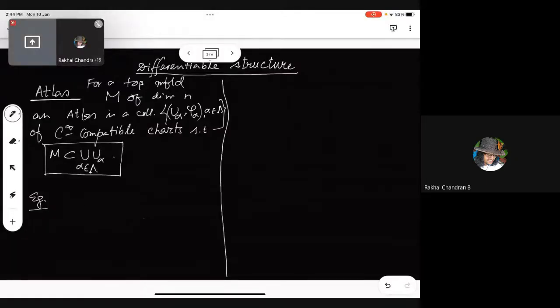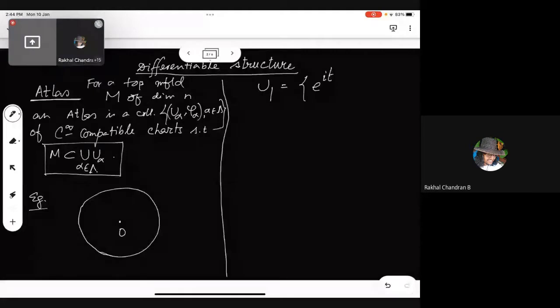So example, look at circle. Unique circle. I'm sorry, let me try to draw it a little bit away. Yeah. So this origin. Now you might have the following. So U1 is, let's say, so what will it be? In coordinates here, one can write e^(it), where t lies between 0 and 2 pi. Right?